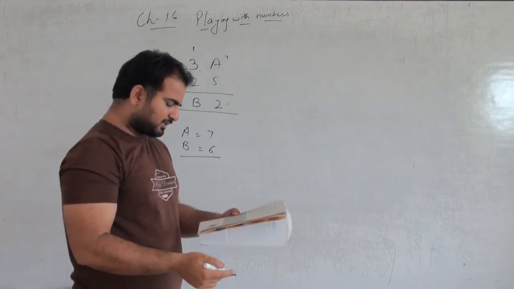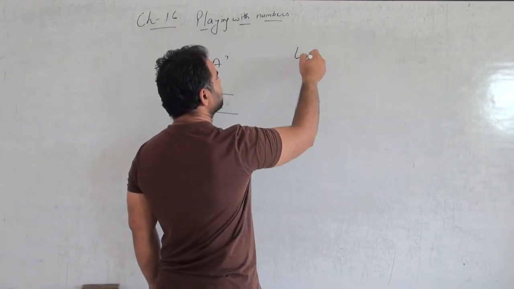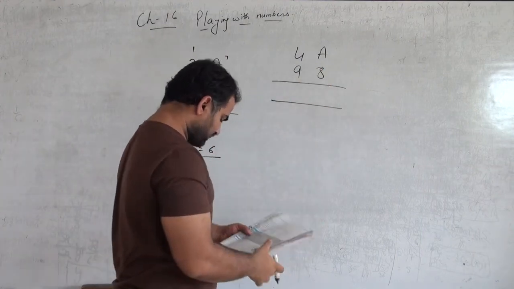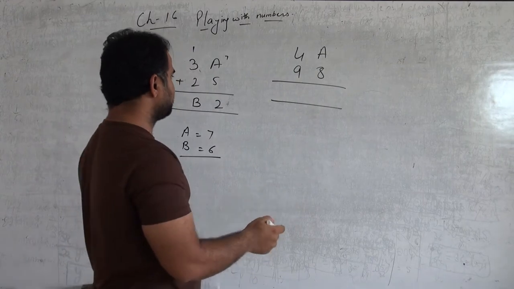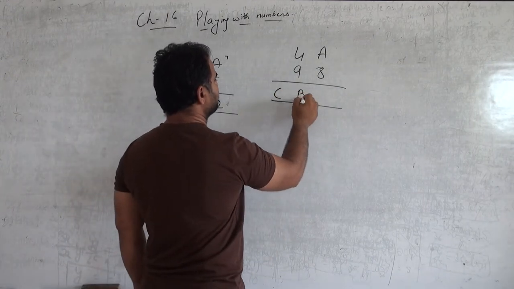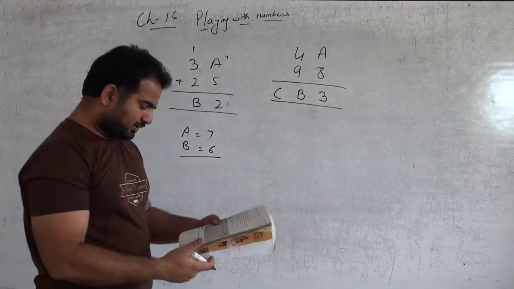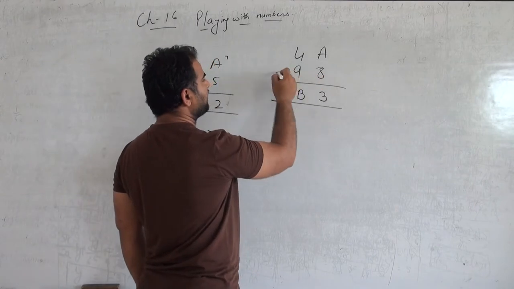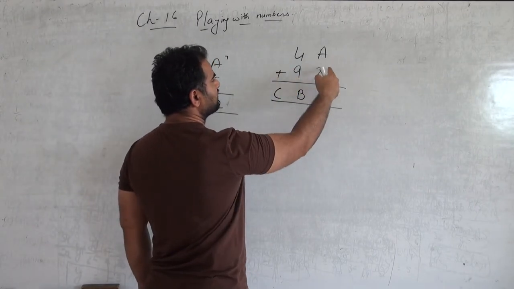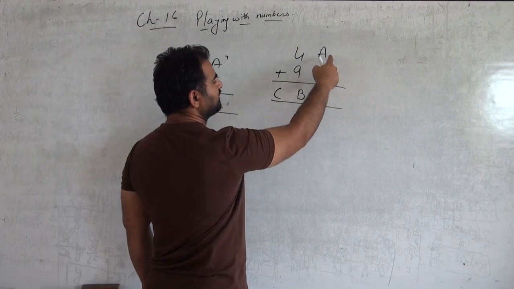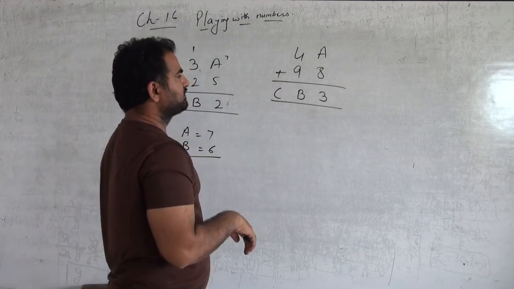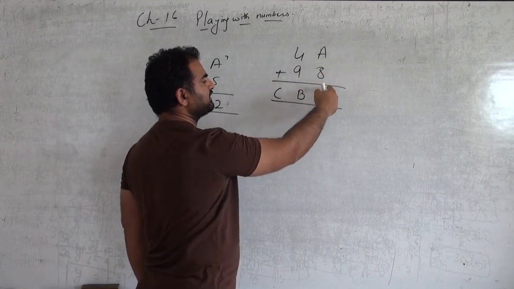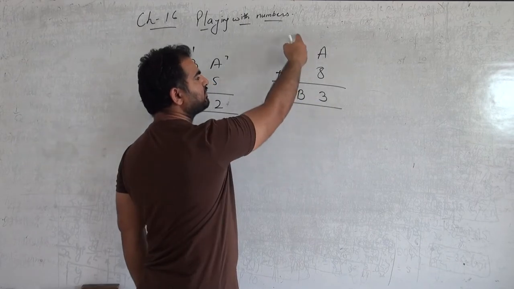Next, 4a plus 98 gives CB3. So what we have to do is add 8 and A so that it will be 3. So it should be 5 there so that the answer is 13 and the carry will go there.